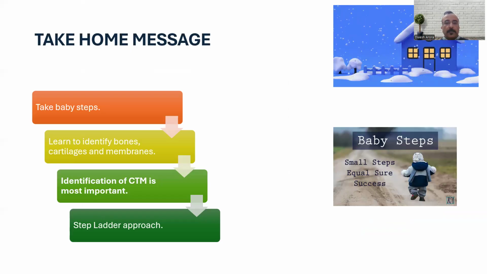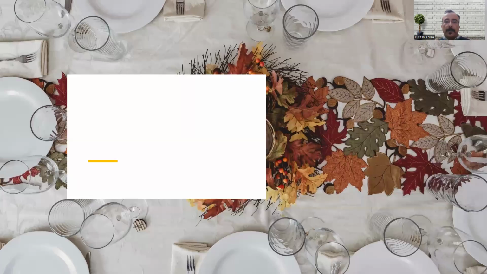So my dear friends, this brings me to the tail end of this video recorded presentation. Always take baby steps. Learn to identify bones, cartilages, and membranes. The first and foremost structure which we need to identify is the cricothyroid membrane, and it has to be essentially a step ladder approach. Thank you very much for your patient listening.